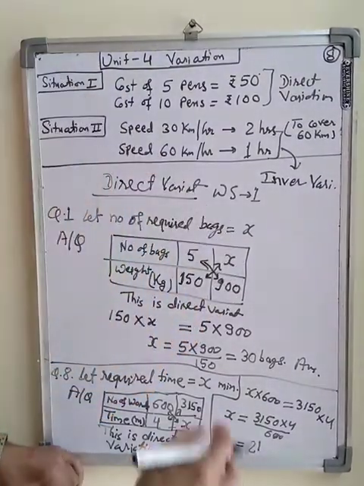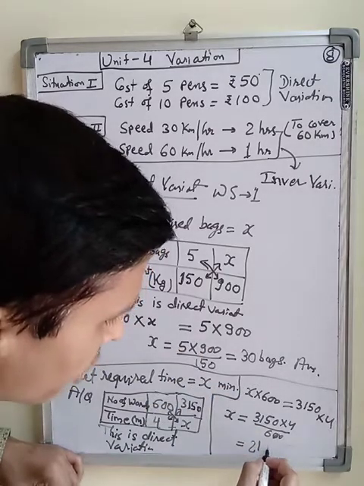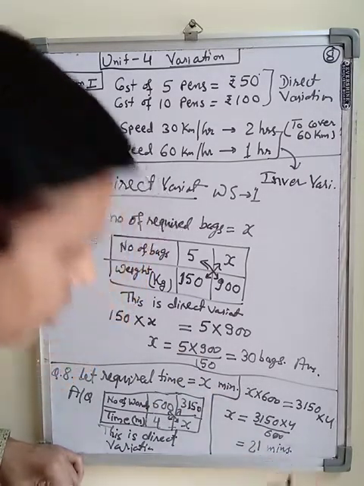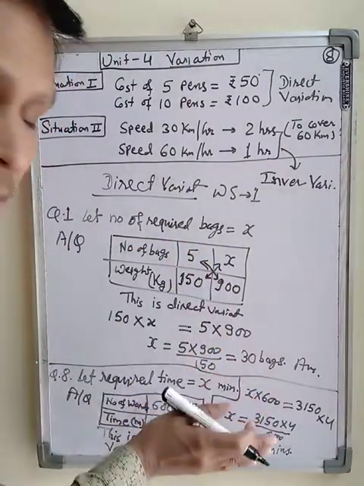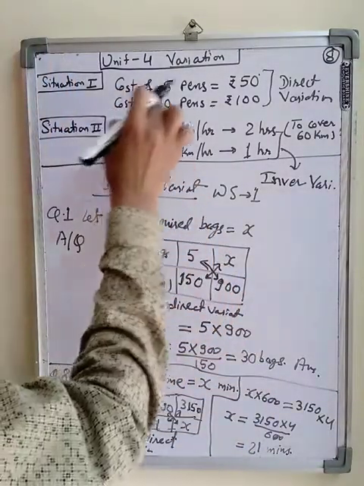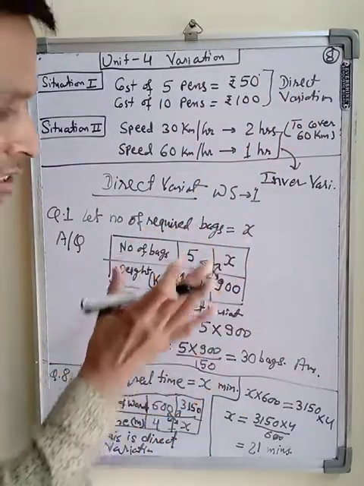And 21 what? We have assumed minutes, x minutes. So this answer will be 21 minutes. So this is the procedure of solving direct variation. Solve all questions like this.